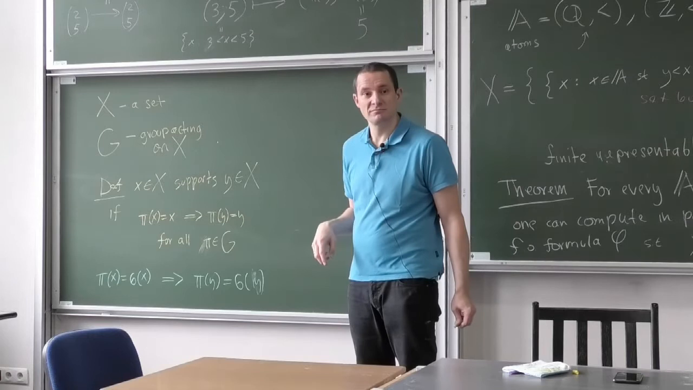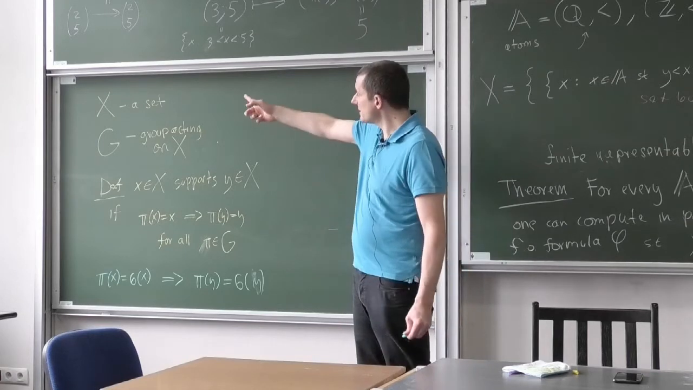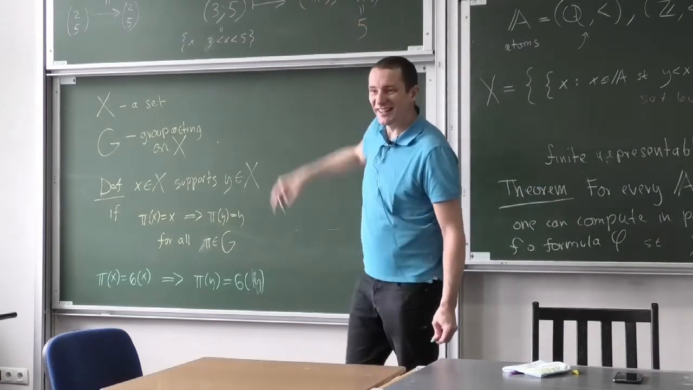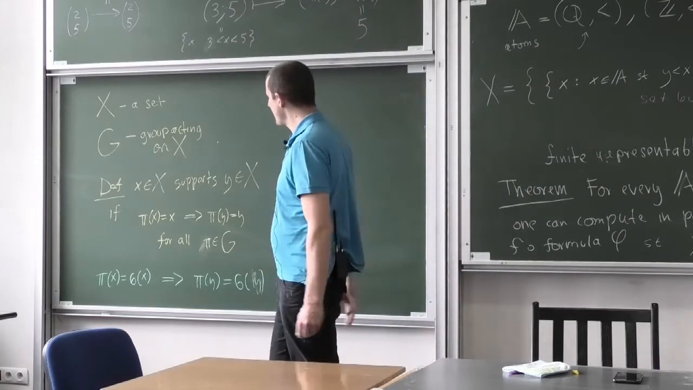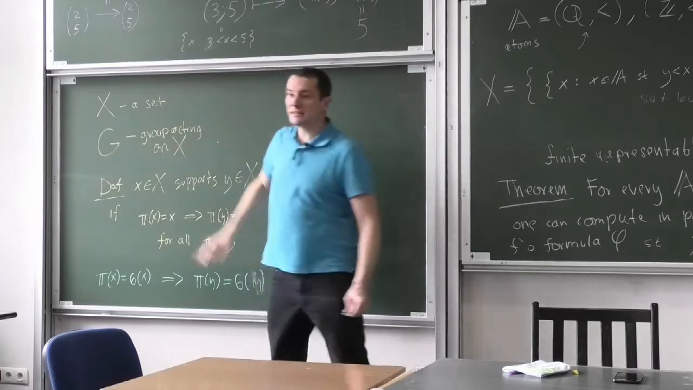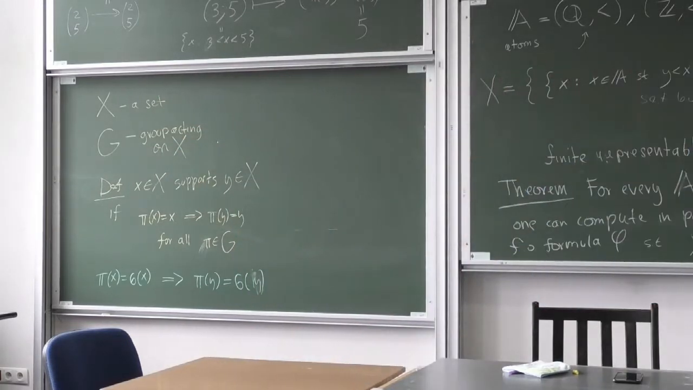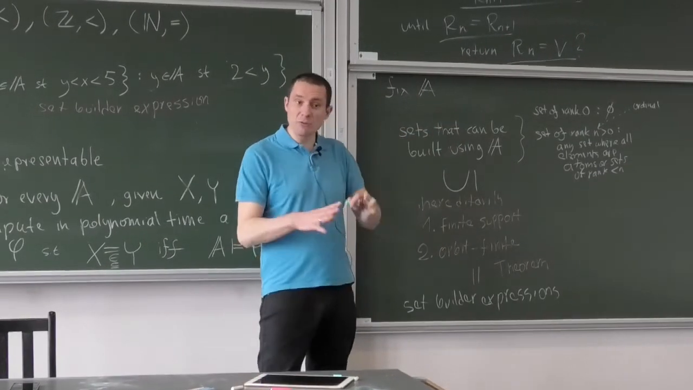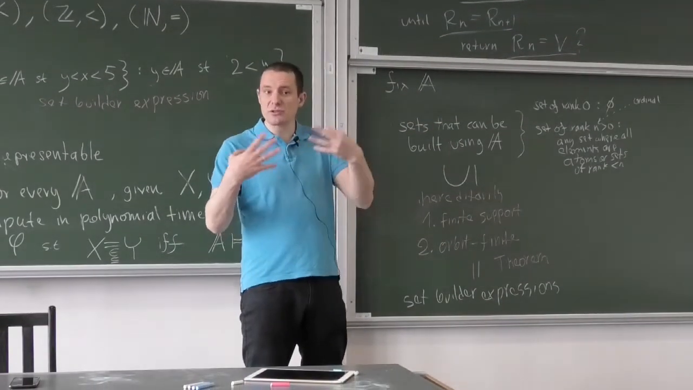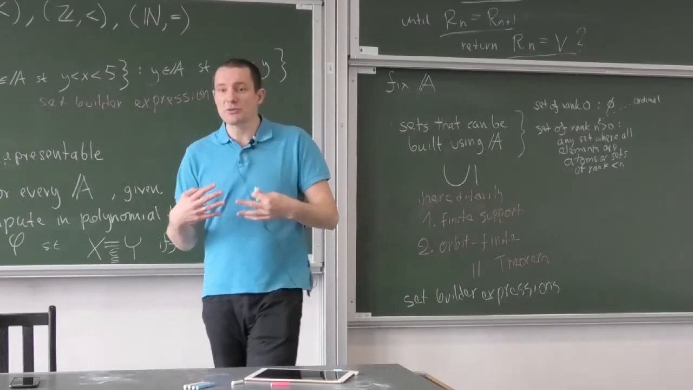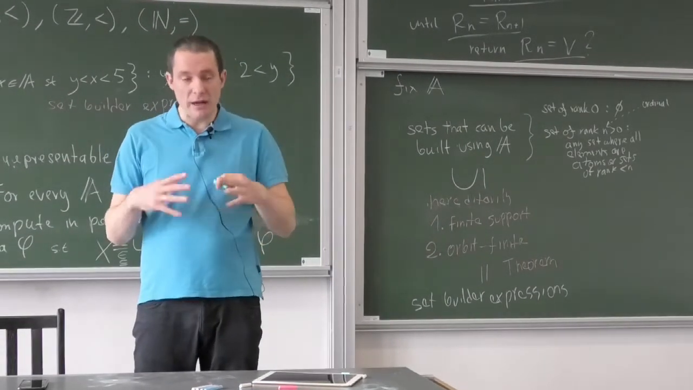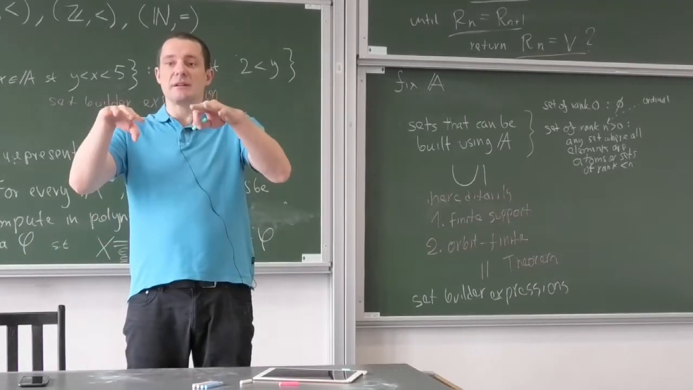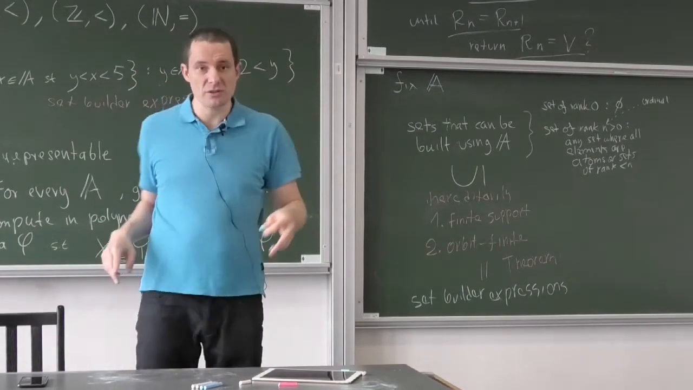What is the set X? It's a bit confusing. This is anything that can be built using atoms. The group is the automorphisms of the atoms themselves, and there's a natural action of automorphisms of the atoms on everything built from atoms. You can lift functions on the atoms to functions on sets of sets and so on.